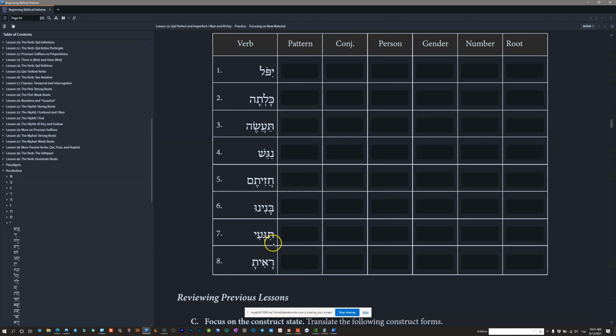Number 7, we've got tig-i. Actually, tig-i. This is a Dagesh forte here. Tig-i.